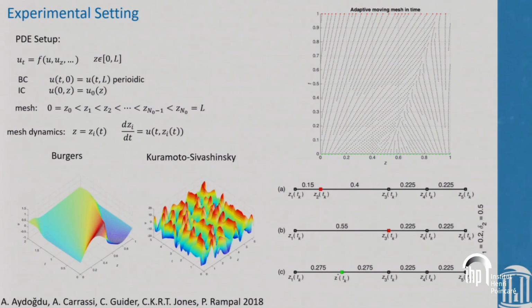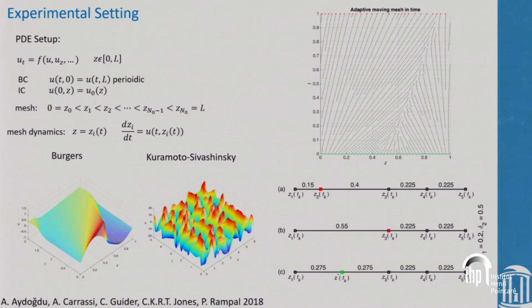So an experimental setup for this, we'll take two examples. One is Burgers' equation, and one is Kuramoto-Sivashinsky. Burgers' equation is nice because we have a clear structure, the shock that we want to track. This is something that adaptive meshes are good for. In this case, we'll take just an interval from 0 to L. It'll be periodic. We have some initial condition, of course. And we'll allow the mesh to evolve just with the flow, right?